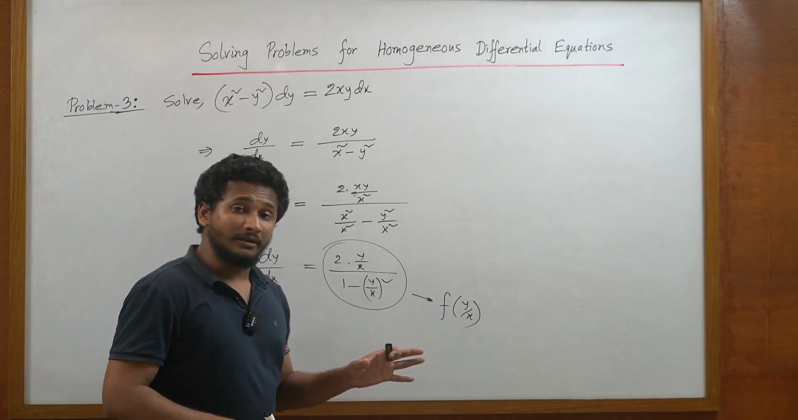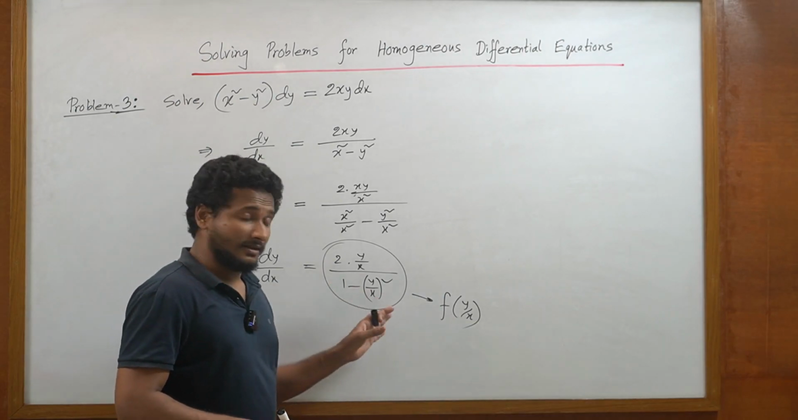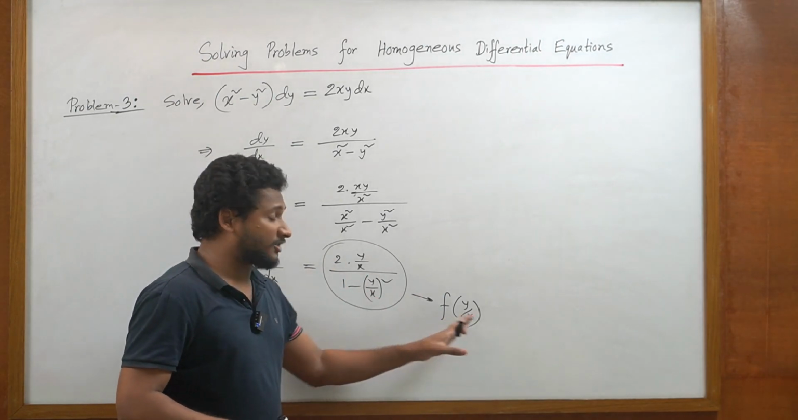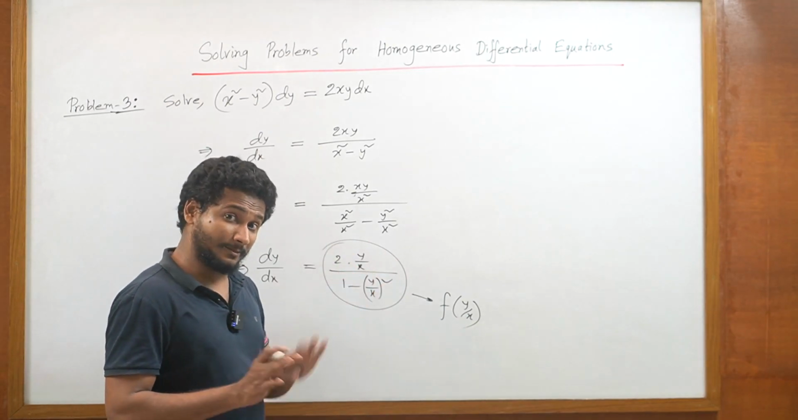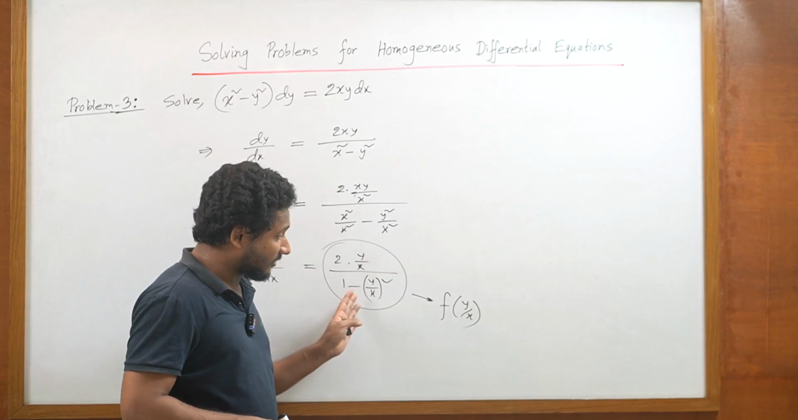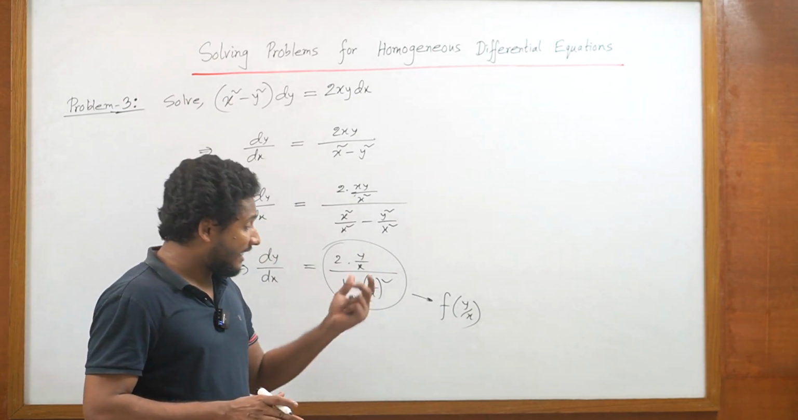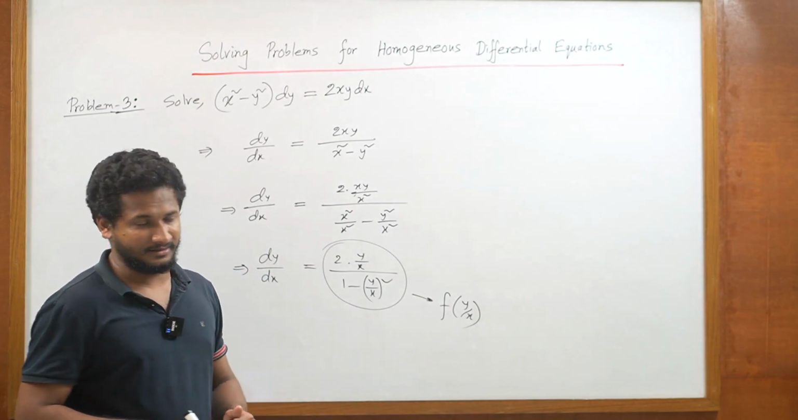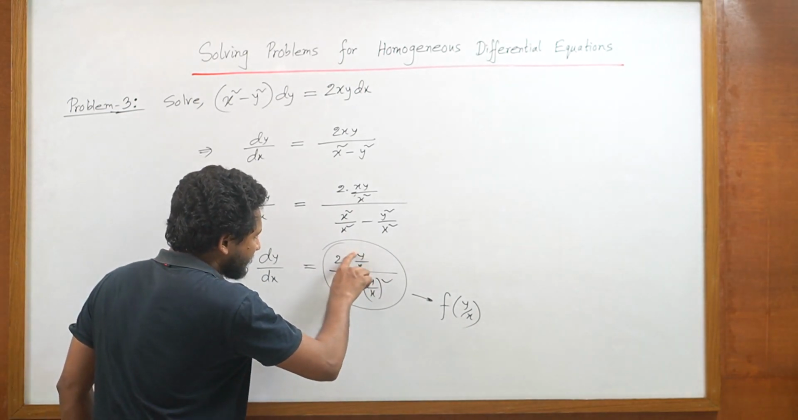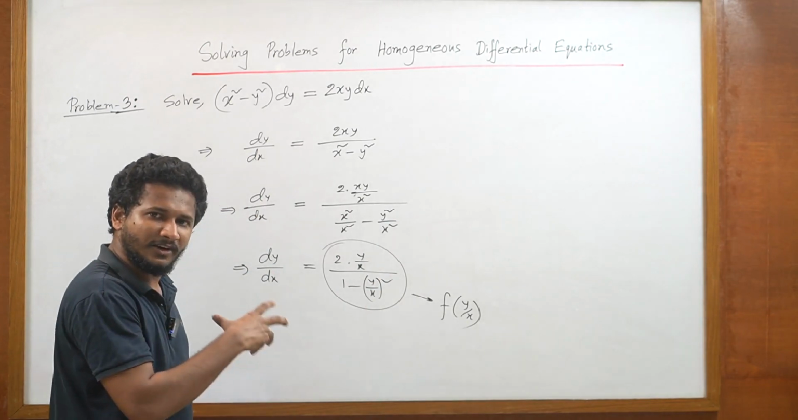When can we recognize a fraction as a homogeneous function? The answer is when the fraction can be expressed as a function of y by x. So here every term is y by x. So this is a function of y by x.